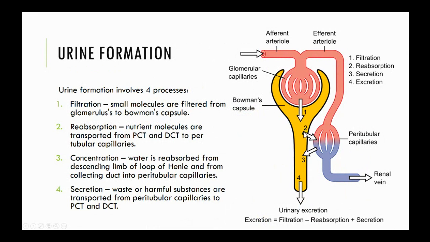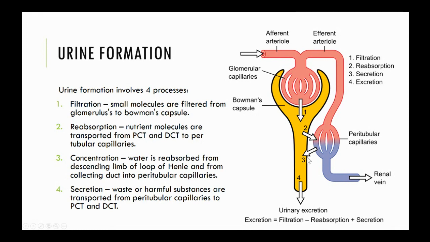Then we have some reabsorption happening. And so reabsorption is happening along the proximal convoluted tubule and the distal convoluted tubule. And they do that at the peritubular capillaries. So there's the peritubular capillaries here. Okay. And then we have concentration. And so concentration is where this water gets reabsorbed from our descending limb of our loop of Henle, and then from the collecting duct into the peritubular capillaries.